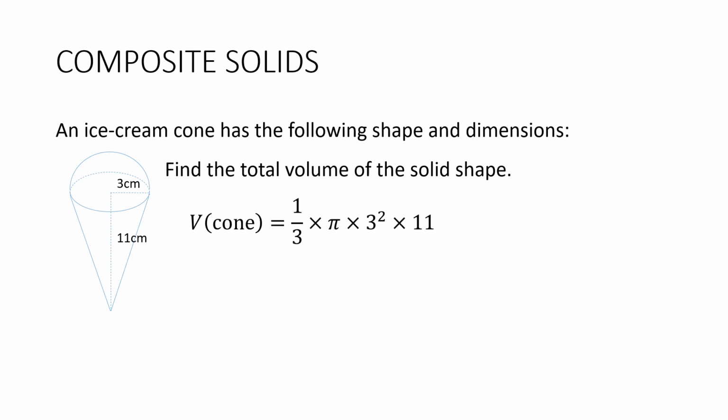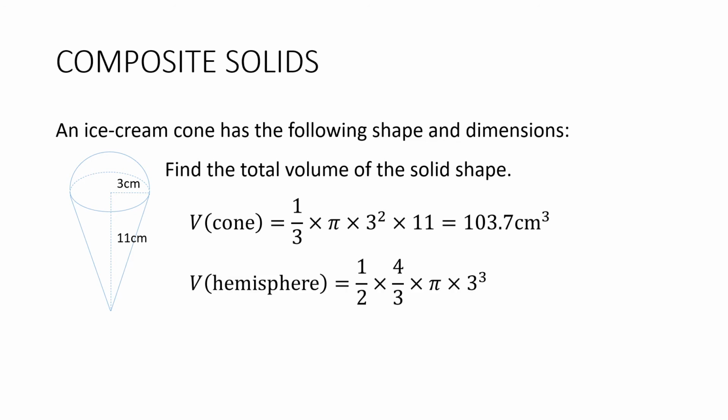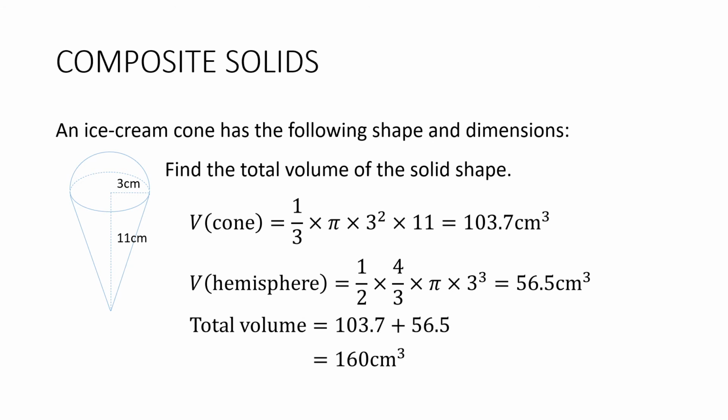So remember, it's like a pyramid, so it's a third times pi r squared h. R is 3 and h is 11. And putting that in the calculator, we get 103.7 centimeters cubed. Now our hemisphere, the full sphere, has volume 4/3 pi r cubed, but we only want half of that. So we do a half times 4/3 times pi times our radius is 3, so 3 cubed. It gives us 56.5 centimeters cubed. Adding those together, and we get 160 centimeters cubed for the volume.